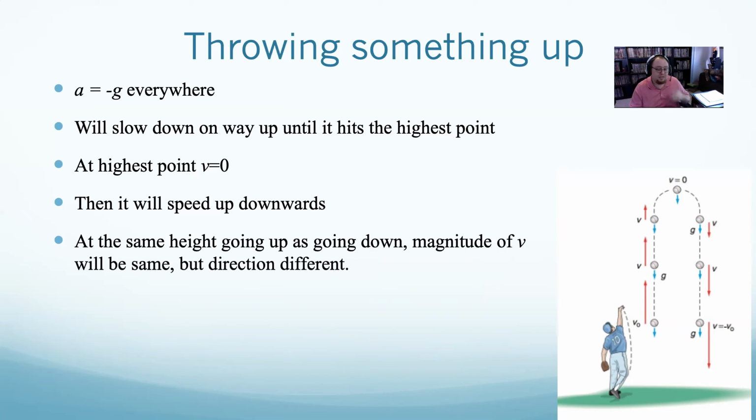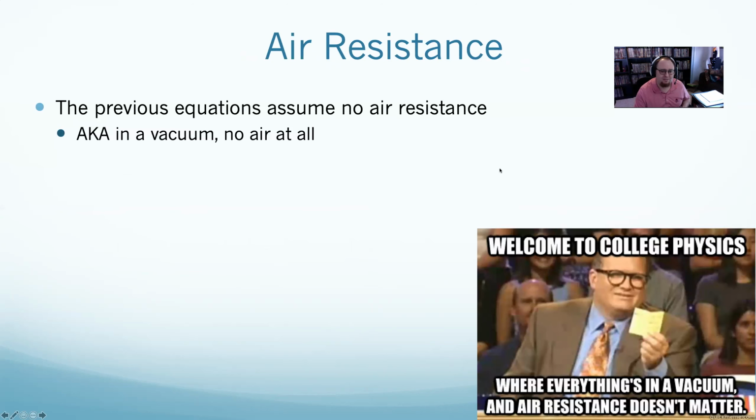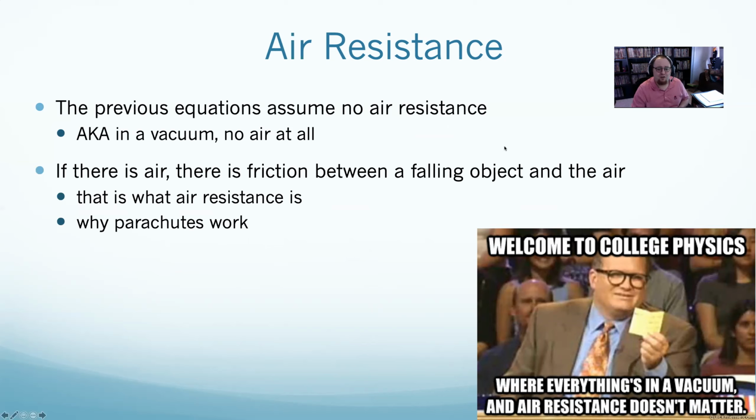Okay. Now this is all assuming a vacuum, that air isn't slowing it down. But in the real world, air resistance will slow things down and affect it. And so we've got to talk about what happens if there is air resistance. You see, if there is air, you will have friction between the falling object and the air. That's why when I throw this piece of paper, it goes down slowly. It doesn't just plummet. And that's what air resistance is. That's how parachutes work.